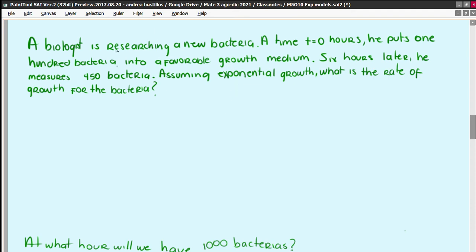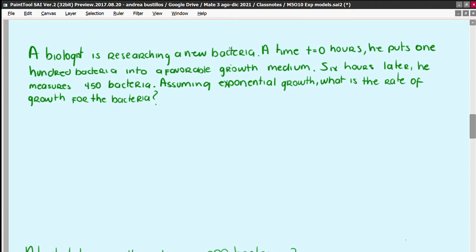Now, for this exercise, let's start learning how to read. So the first thing this is telling me is that a biologist is researching a new bacteria. At time 0 hours, he puts 100 bacteria into a favorable growth medium. So what is this first sentence telling me? At t equals 0, meaning at the beginning, I have how many bacteria? 100 bacteria. So at the beginning, that is my initial condition, is 100.